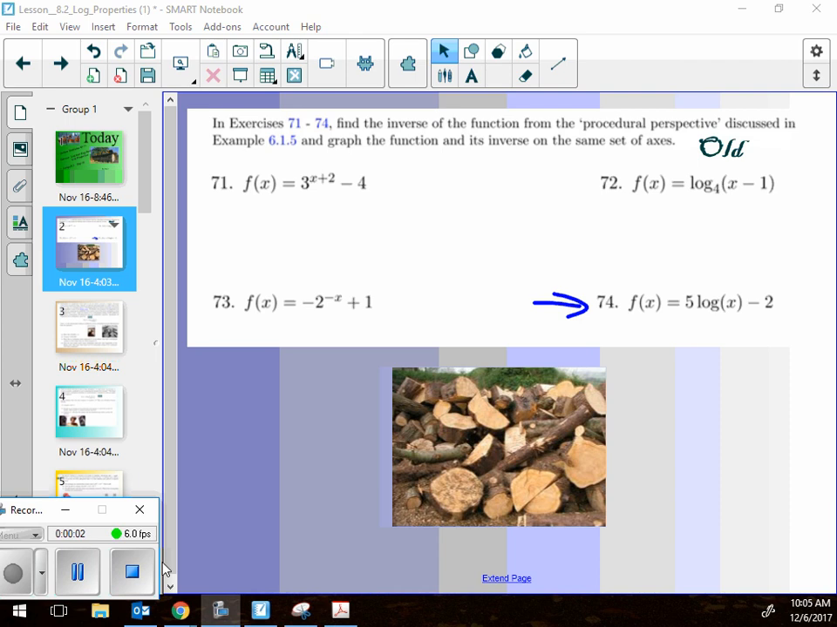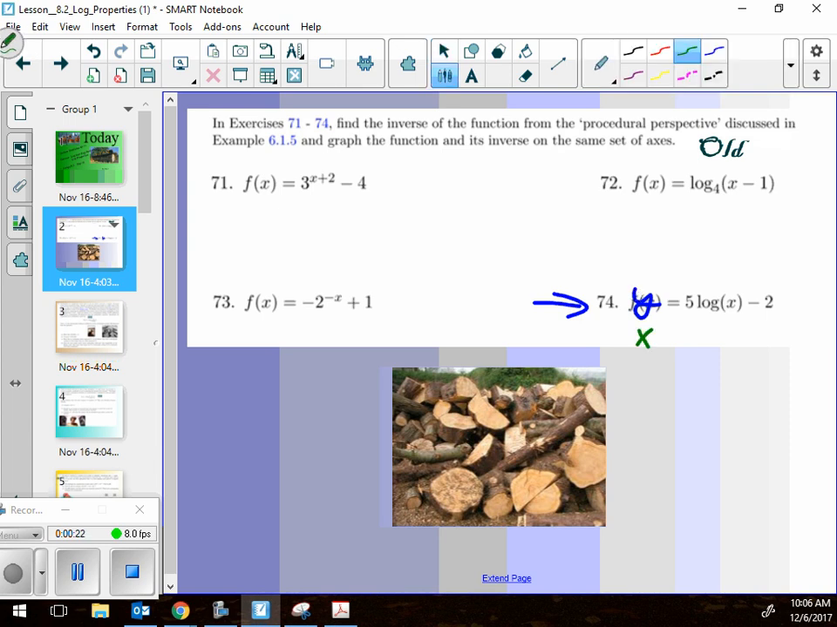Okay, starting off today, even though technically this is 8.2 log properties, I want to spend a little bit more time on making inverses. So this is y equals... and I asked the kids in class before I started the video to try number 74. So we're seeing if you did it right.